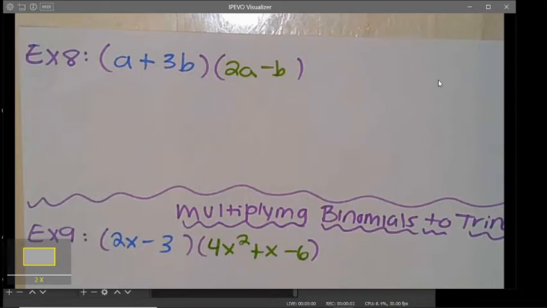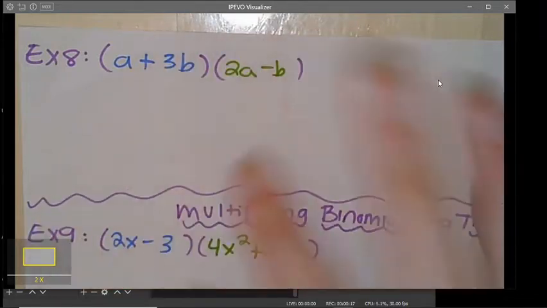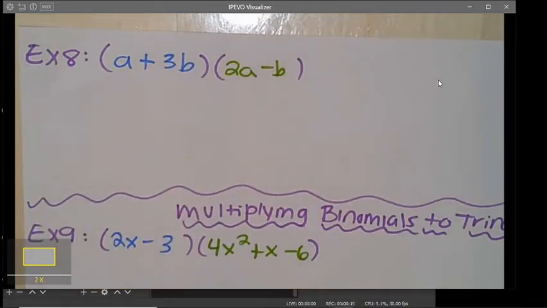Welcome back, everyone. Example 8 is the same thing we've been doing. We just have A's and B's to deal with. So if you feel pretty good about what we've been doing, I encourage you to try example 8 on your own. Just be careful though, we do have more than one variable, but nothing else is really going to change. So if you want to try example 8 on your own, I say go for it.